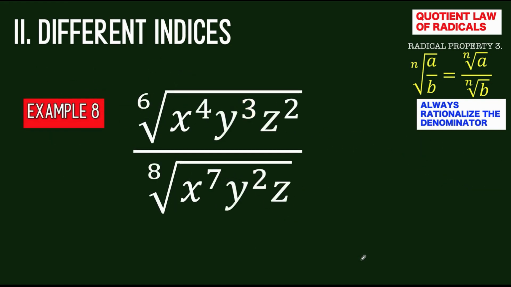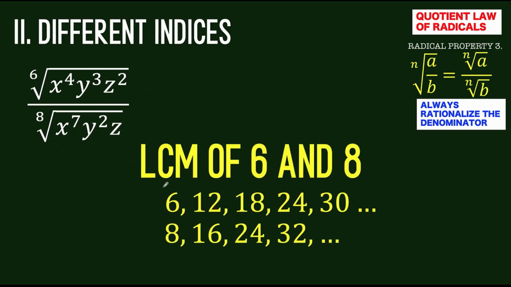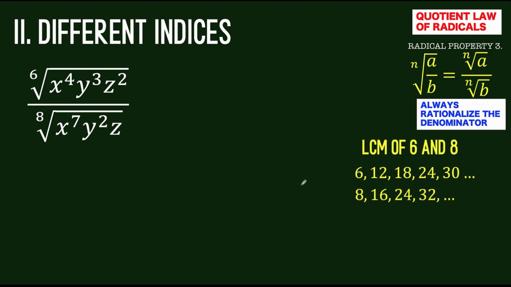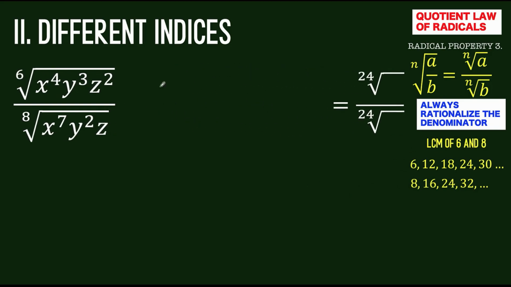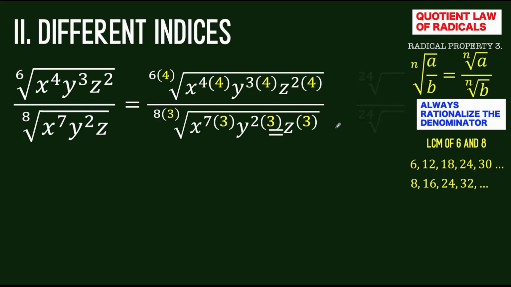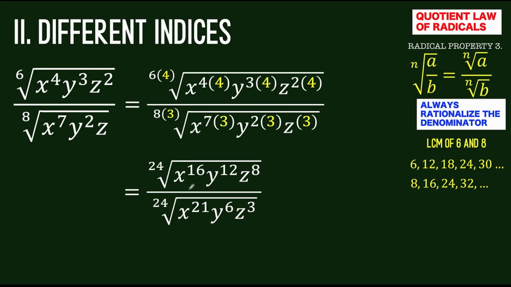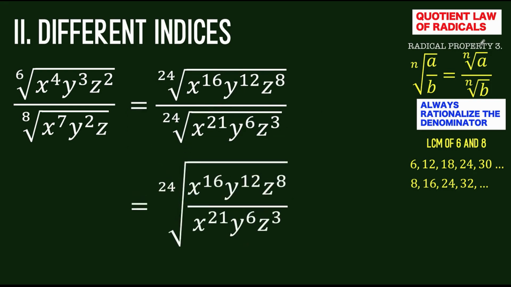So again here, the indices are different. We have 6 and 8, so we need to get their LCM. So here are the multiples of 6 and 8, and the lowest common multiple is 24. So, convert the given radicals into the same radicals, both with 24 as the index. To get 24 from 6, we need to multiply by 4. To get 24 from 8, we need to multiply by 3. Then simplify. Now here, this still looks complicated, but let's apply now the quotient law of radicals. We can write this as a single radical.